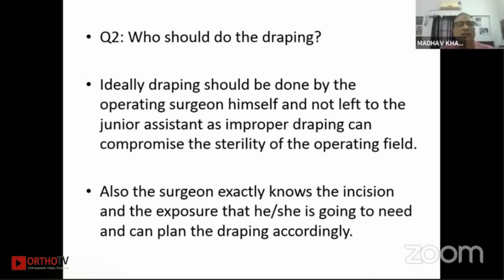So that is why I feel it is extremely important to learn proper draping techniques. Now the second question is, who should do the draping? Ideally, the draping should be done by the operating surgeon himself, and it should not be left to the junior assistant, as improper draping can compromise the sterility of the operating field. Also, the surgeon exactly knows the incision and the exposure that he or she is going to need and can plan the draping accordingly.